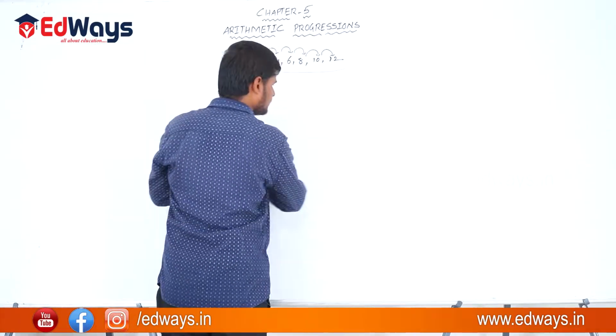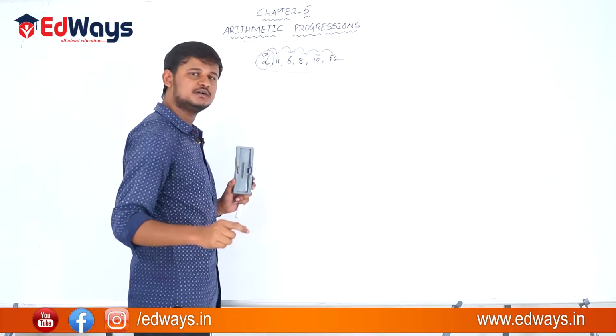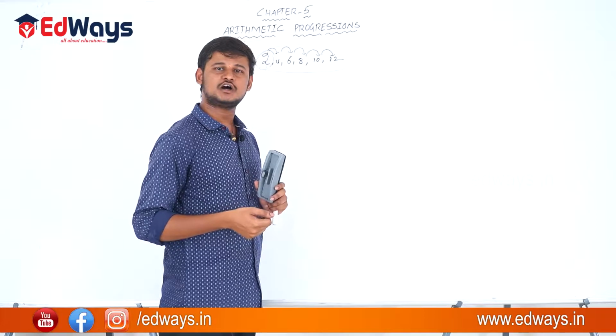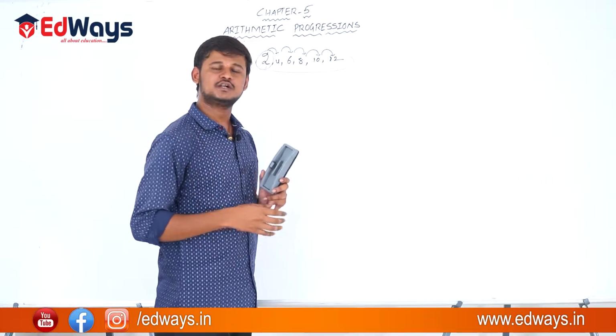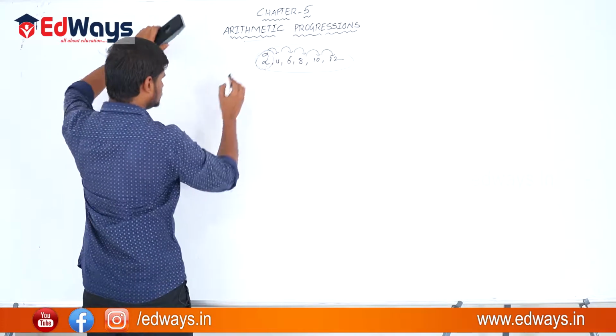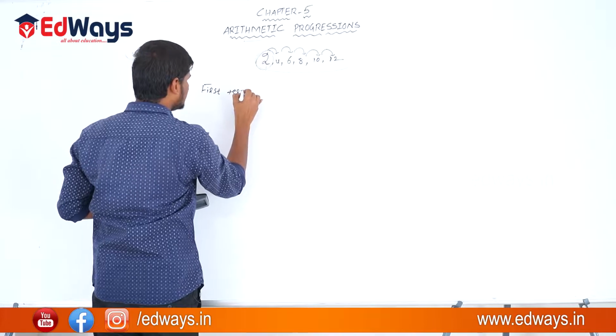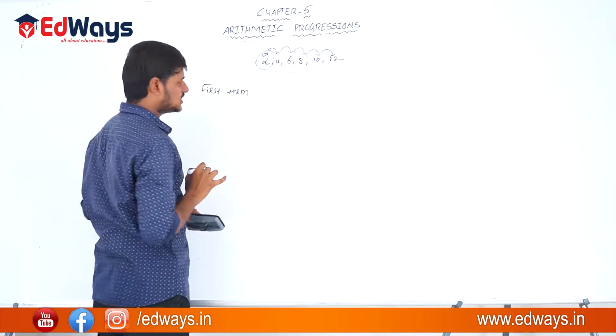So everyone understood, right? What is progression? Progression is nothing but a list of numbers in which each term is obtained by adding a fixed number to the preceding term except the first term, right? So now we are going to define certain terminology related to arithmetic progressions.